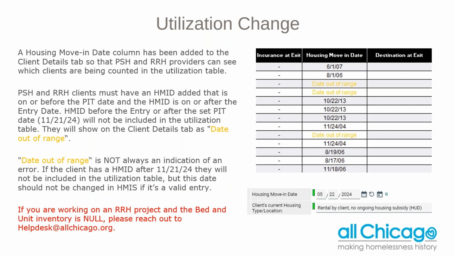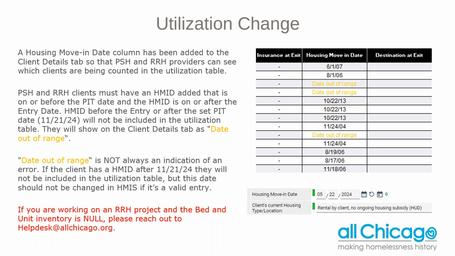So this time last year, we did make an adjustment to the details tab of the data quality report, which added a housing move-in date column. This is really important for permanent supportive housing projects and rapid housing providers, so you're able to see the exact clients that are being pulled into that cumulative count. So again, permanent supportive housing and rapid housing must have a housing move-in date as of that point in time date.